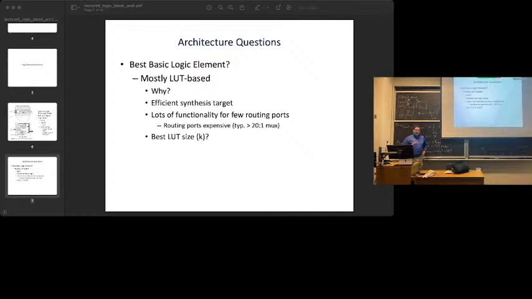Okay, so that's why people have kind of gravitated towards lookup tables over the years. But there's a question of what's the best LUT size. And we usually use the variable k to represent how many inputs go into a LUT.